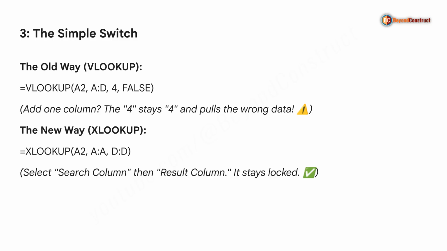Now, look at the XLOOKUP way. Instead of a static number, you're selecting the search column, column A, and then the result column, column D. Because you've linked the columns and not a count, you can add as many rows or columns as you want. XLOOKUP stays locked on the data. No more manual counting, no more errors. Just pure precision for your tender.